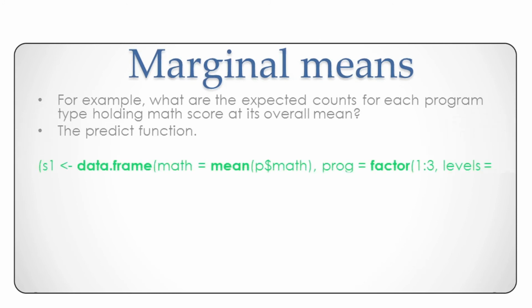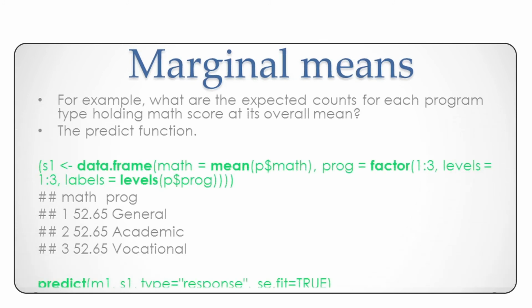We could also look at the marginal mean. So for example, what are the expected counts for each program type, holding math score at its overall mean. This can be done by using the predict function. So first we have constructed a data frame where math is held constant at its mean, mean of $math, and program is a factor with 3 levels.